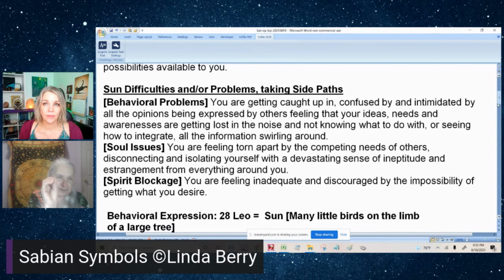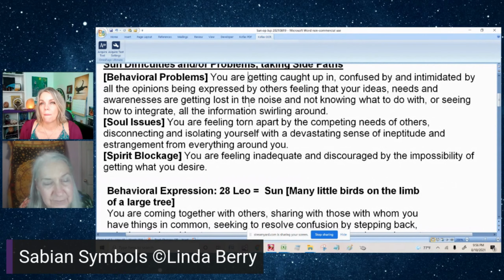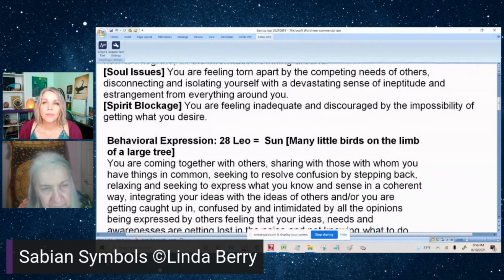Then you need to go back and look at the behavioral expressions up above. This shows what can happen: you can feel like you're being torn apart by the competing needs of others, and you can feel inadequate and discouraged, like you'll never get what you want. These are some of the indicators that you need to go work with this energy if you start feeling some of those things.